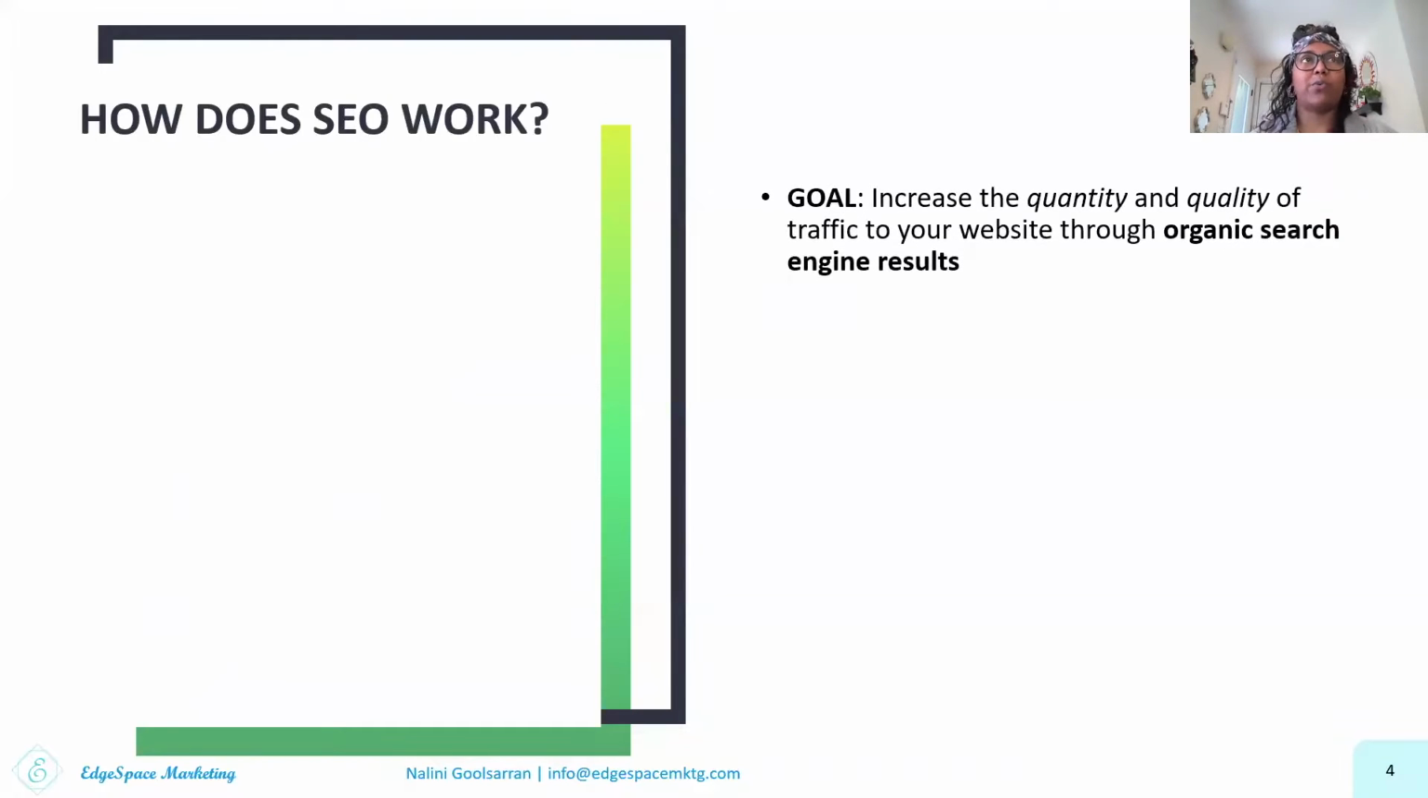So let's talk about how it works. The whole goal of search engine optimization is to increase the quantity and quality of traffic to your website through organic search engine results. So think about how you use Google. When you first go to Google and you type in a search, at the very top, you're going to have a bunch of results that are all marked as sponsored or paid.